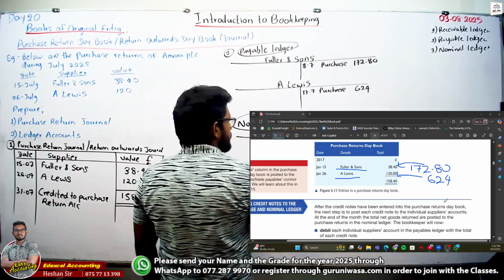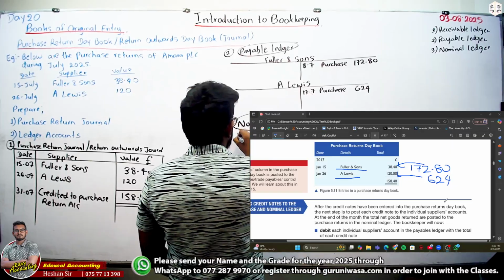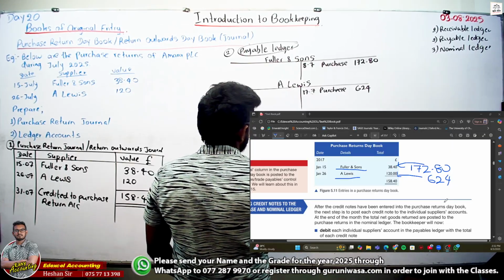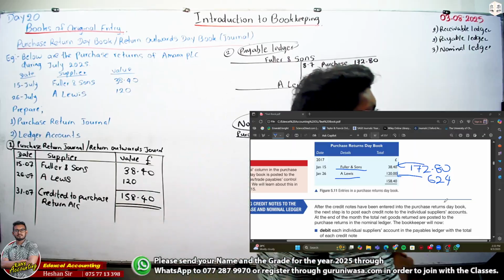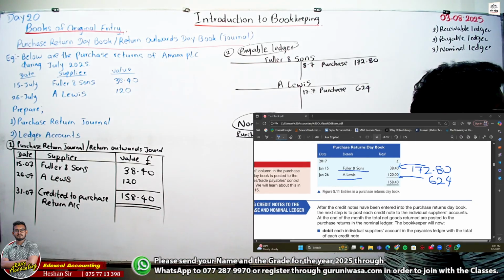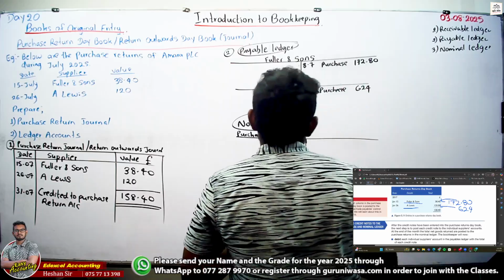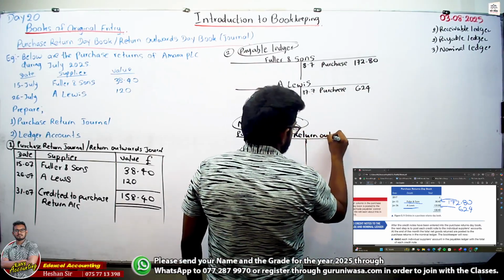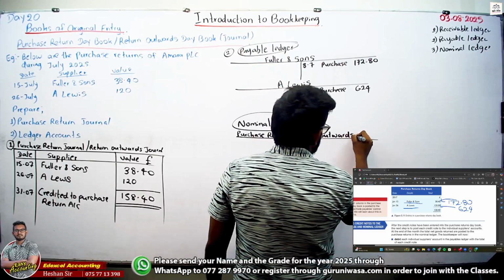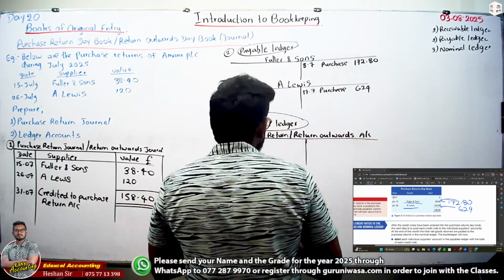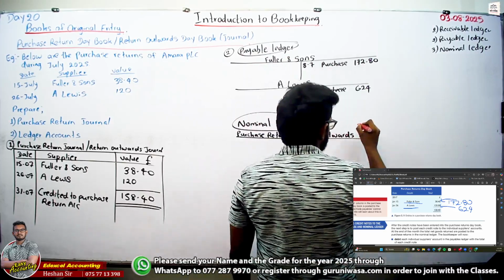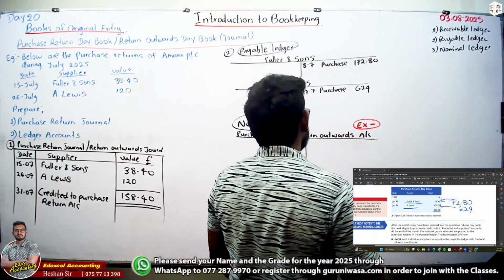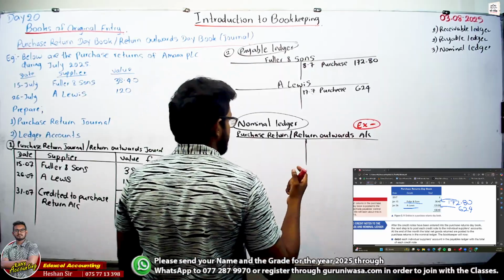Under nominal ledger we identify purchase return or return outwards. When we purchase goods, we write it in the purchase account. Purchase is an expense. When we return goods, the return outwards account is also an expense account, but it decreases the expense.